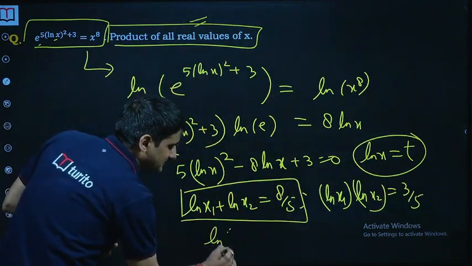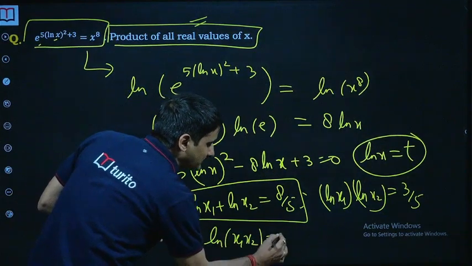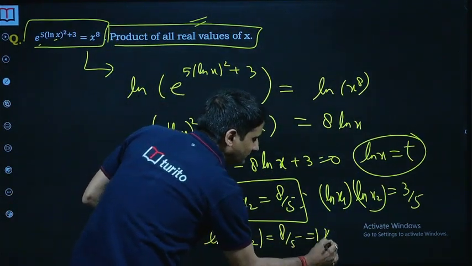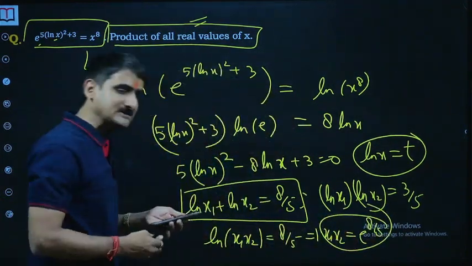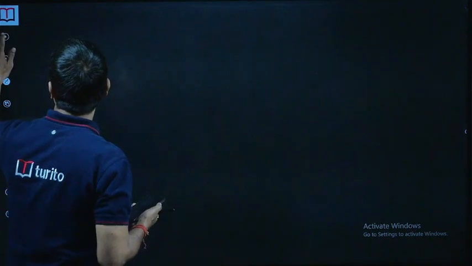Because the property says it is ln x1 into x2, which is 8 by 5. So here the product of all the roots x1 x2 is nothing but e raised to the power 8 by 5. So that should be the answer here, bachcho. Okay, so that's one question done.